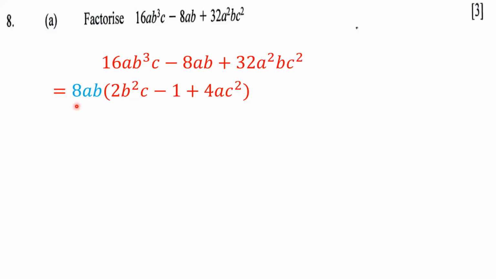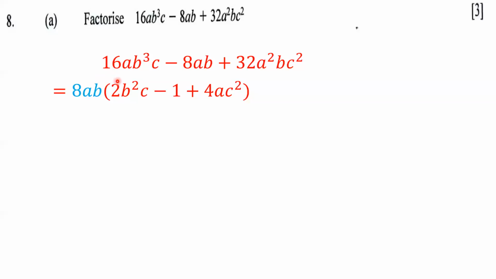So basically the idea is that our common factor is 8ab, and we're going to take that common factor and try to figure out what we need to multiply it by to get this term. If we have 8ab and we multiply it by 2b squared c, we're going to get 16ab to the third c, right? We just proved that because 8 times 2 is 16. A is just going to be inserted there because we don't have another a to multiply with, so it's just a.